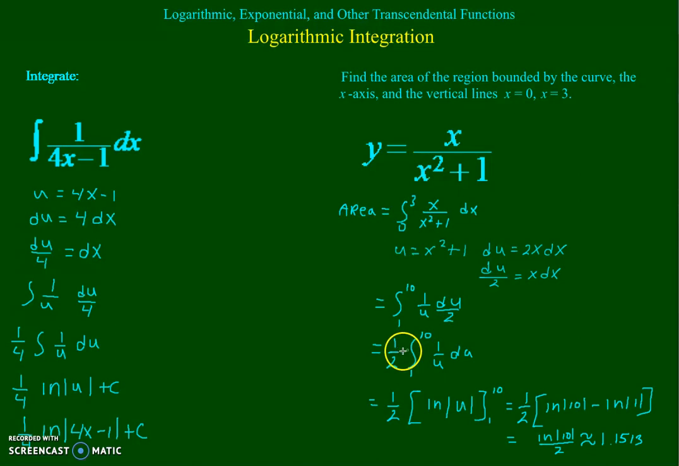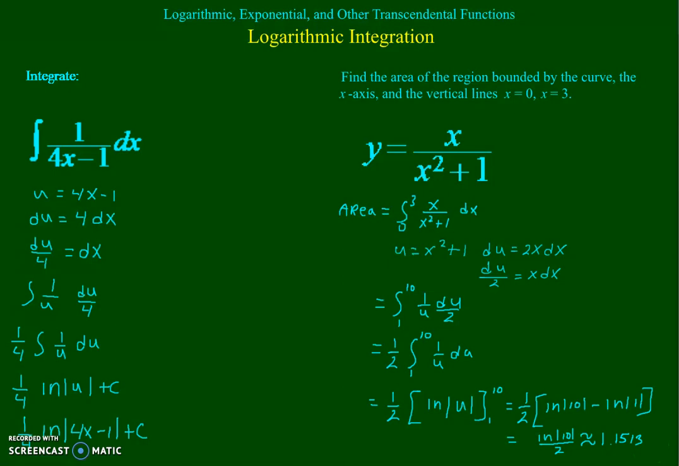Pull out the 1/2. So we have 1/2 times the integral from 1 to 10 of 1 over u du. And that's just 1/2 times the natural log of the absolute value of u evaluated from 1 to 10. That gives us 1/2 times the natural log of 10 minus the natural log of 1. Natural log of 1 is 0, so this is just ln of 10 divided by 2. Obviously, absolute value is not needed here, simply because it's a positive number, and that approximates to 1.1513.